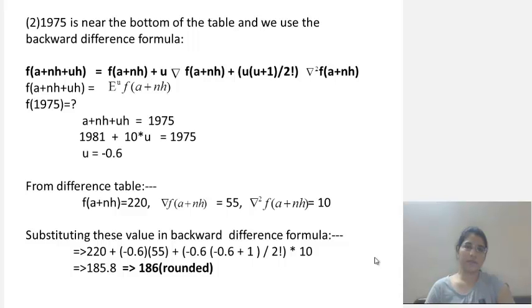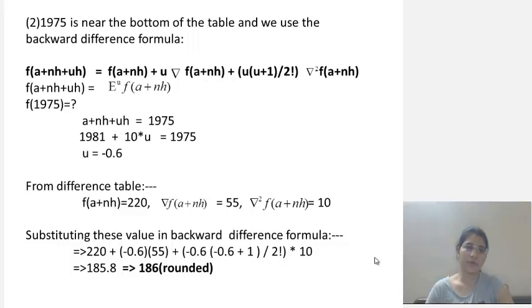Now calculating the population for the year 1975. 1975 is near the bottom of the table, near to 1981. Hence we use the backward difference formula. The backward difference formula can be given by f of a plus nh plus u equal to f of a plus nh plus u into backward difference operator into f of a plus nh plus u into u plus 1 upon factorial 2 into backward difference operator square f of a plus nh. Here f of a plus nh plus u is equal to E to the power u, E is again the shift operator, into f of a plus nh.